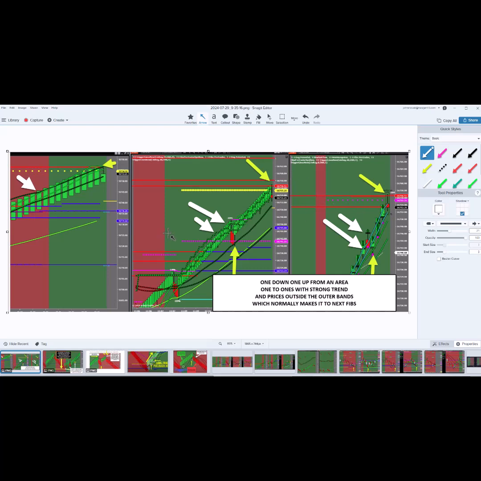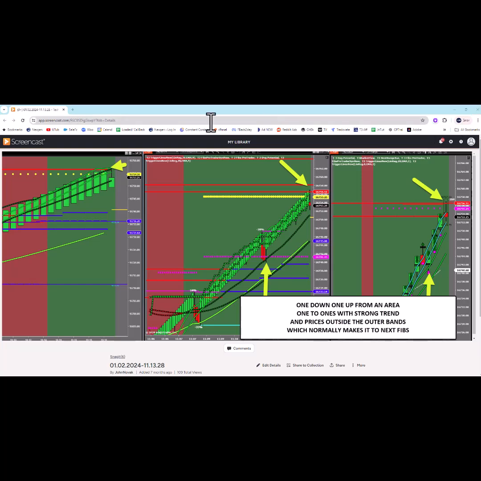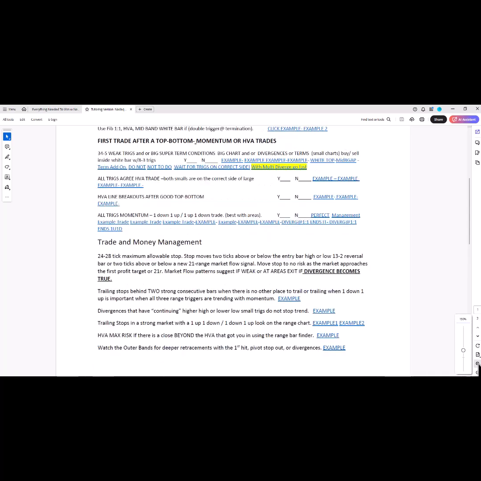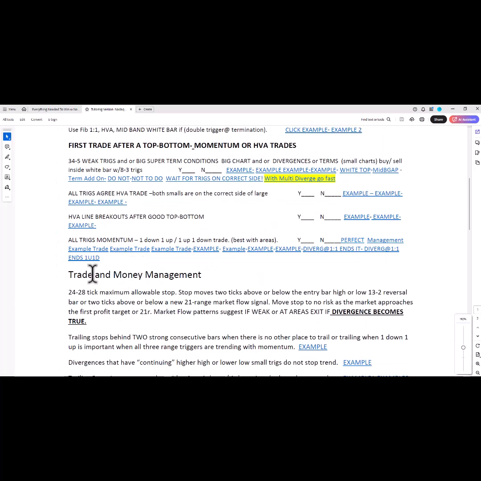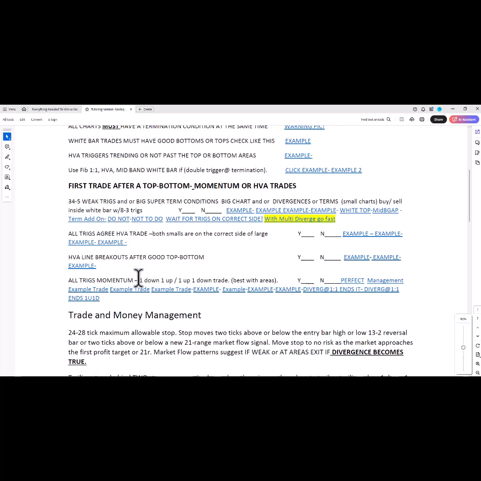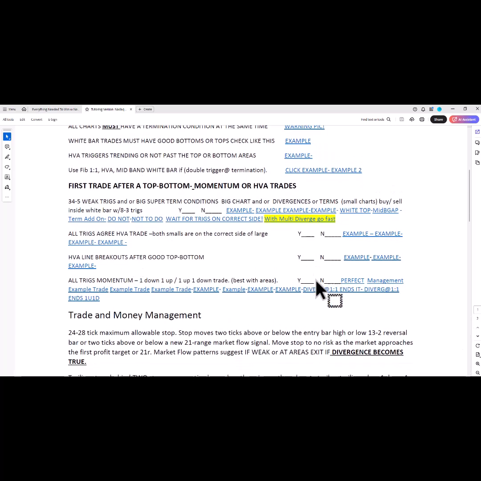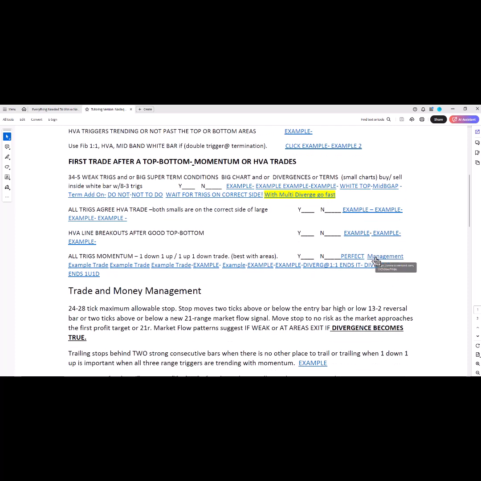Well, absolutely. You have to have no termination. You have to have room to the target. And even in my plan, ultimately, I say, and I'll read it to you, with the one up, one down trades, it's better to have an area than not have an area.